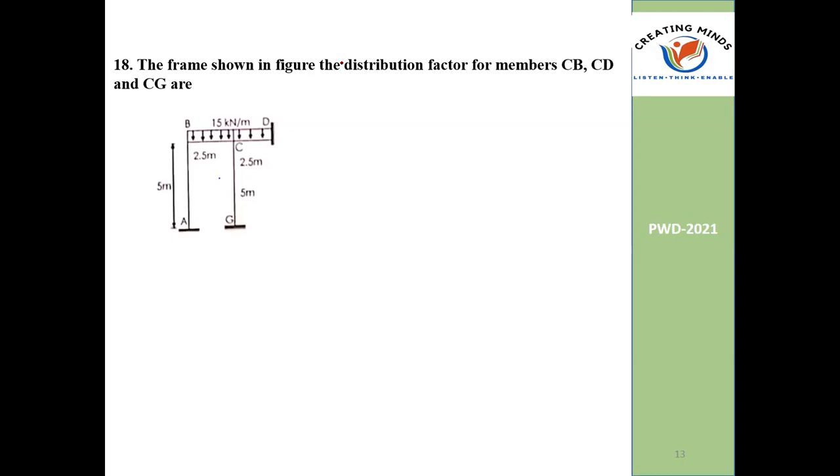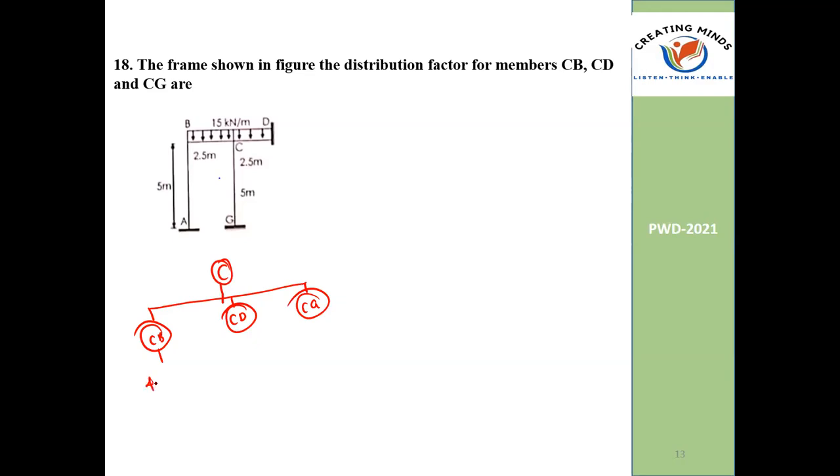The frame is shown in the figure. What is the distribution factor for CB, CD, CG? There is only one joint, so consider that joint, C. What are the members? CB, CD, CG.